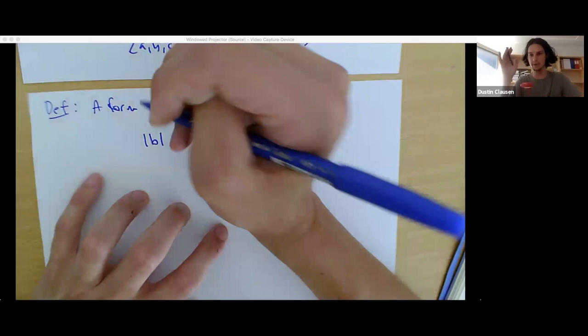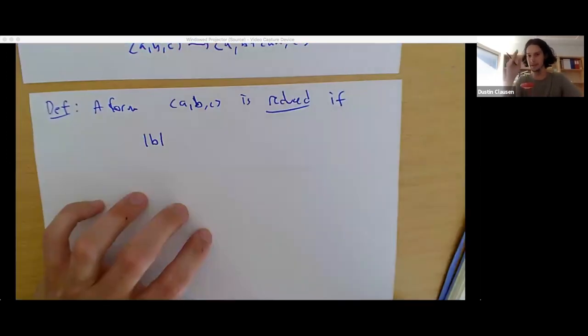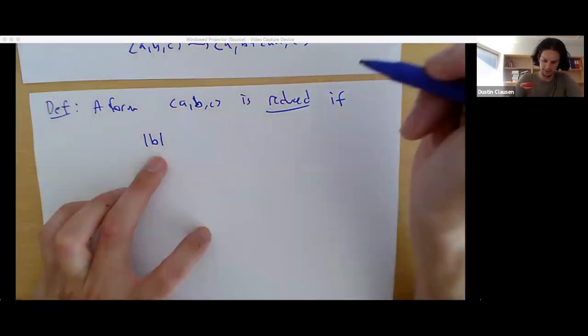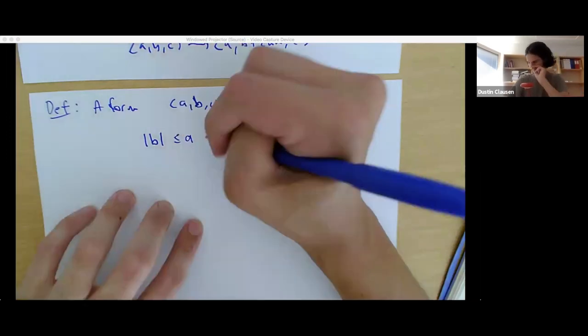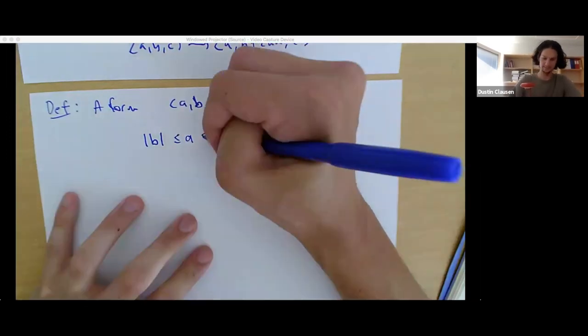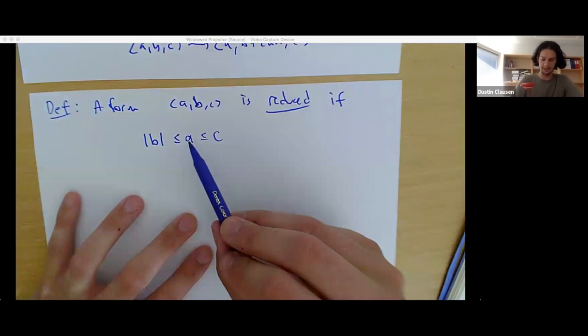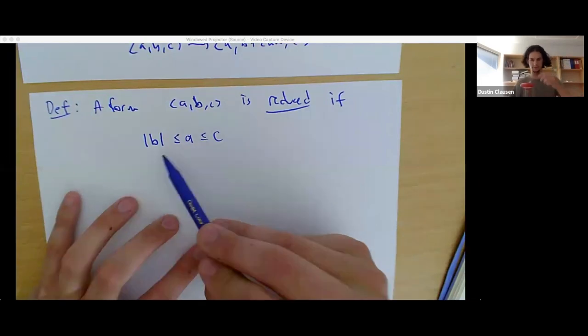A and C are always positive, right? We said that, but B can be negative. It's possible for B to be negative. But now we're going to call the form reduced if the absolute value of B is less than or equal to A, and A is less than or equal to C.